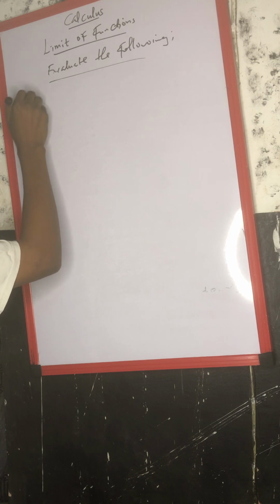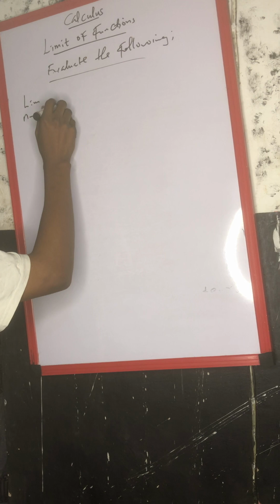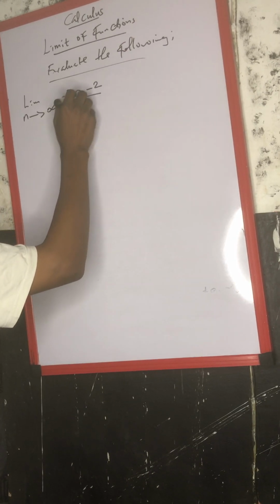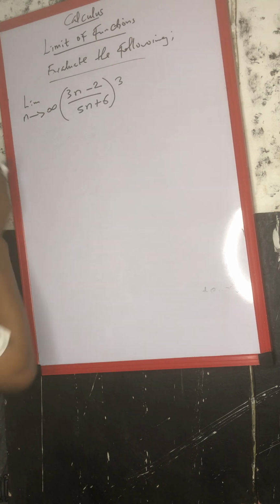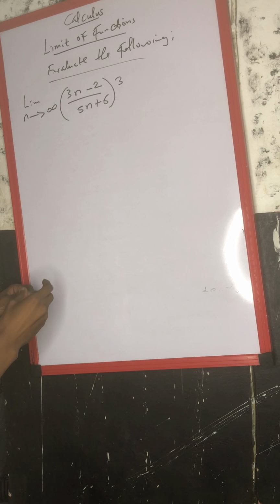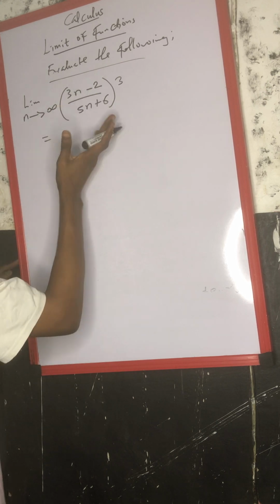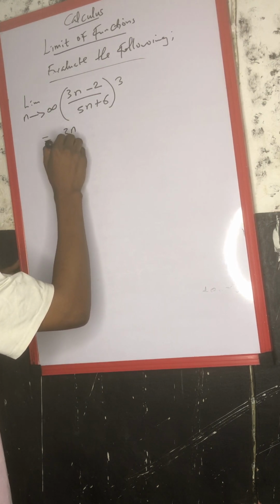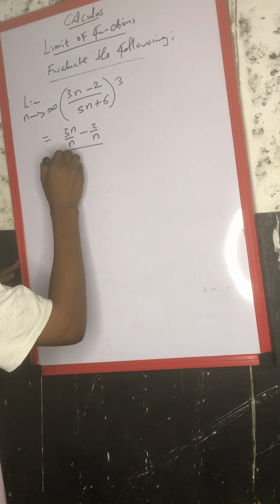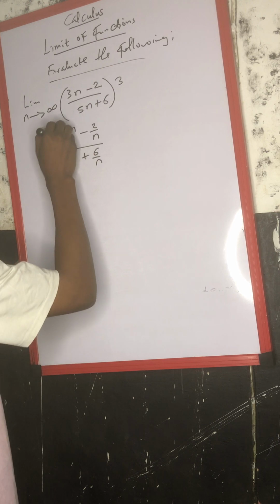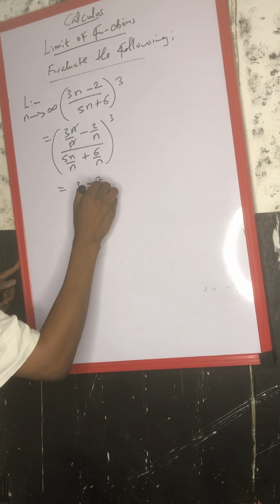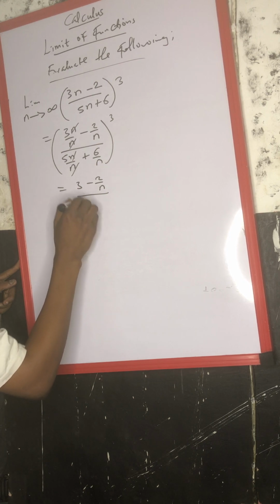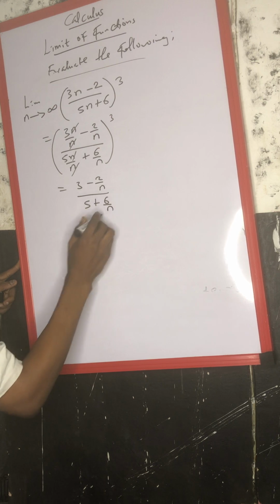All right. So let's take the limit of n approaches infinity of 3n minus 2, all over 5n plus 6, raised to power 3. It's very easy. The highest variable there is just n, which is the same thing as 3n over n minus 2 over n, all over 5n over n plus 6 over n, all raised to the power of 3. So this cancels out this, giving us 3 minus 2 over n, all over 5 plus 6 over n, all raised to the power of 3.